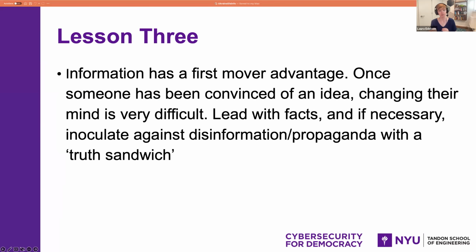It's important to lead with facts and, if necessary, inoculate against disinformation that you're about to tell someone about with a truth sandwich. That's what I've been doing with you today. When I was walking you through different examples of disinformation, I started with what the basic facts were. I told you about the disinformation, and then I gave you some more supporting information about that disinformation tactic. Getting into exactly how to deliver a truth sandwich is a little bit beyond the scope of what we have time for today, but there's actually fairly good research about this that you'll be able to find.